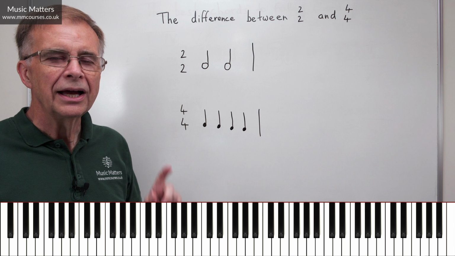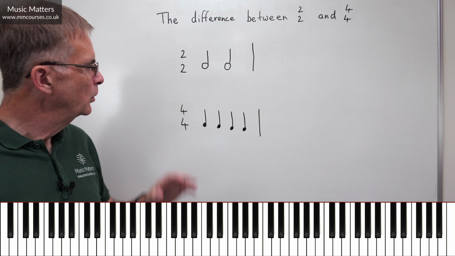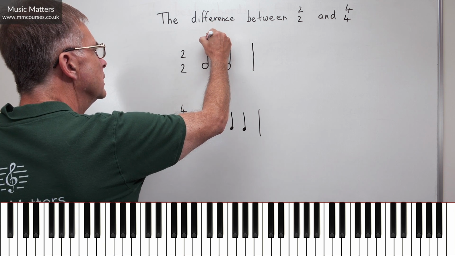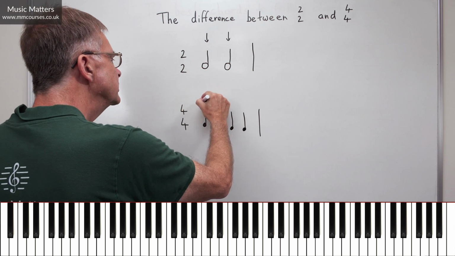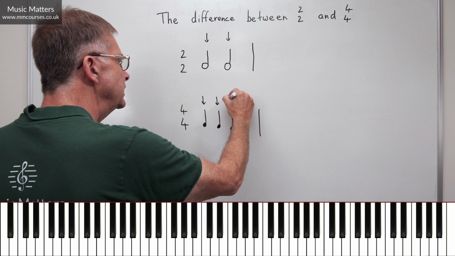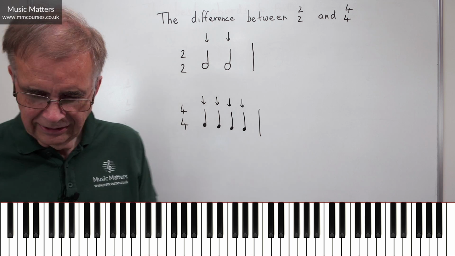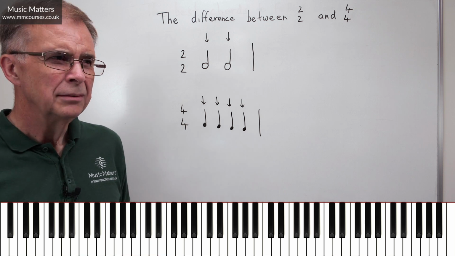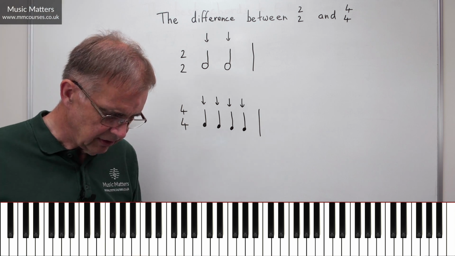Actually, there is a subtle difference, because in 2-2, we're saying that there are 2 beats in a bar. 1 beat there, 1 beat there. In 4-4, we're saying that there are 4 beats in the bar. So mathematically, it doesn't feel different in the slightest, but musically, it does feel a bit different. Now, let's just have a think about this.